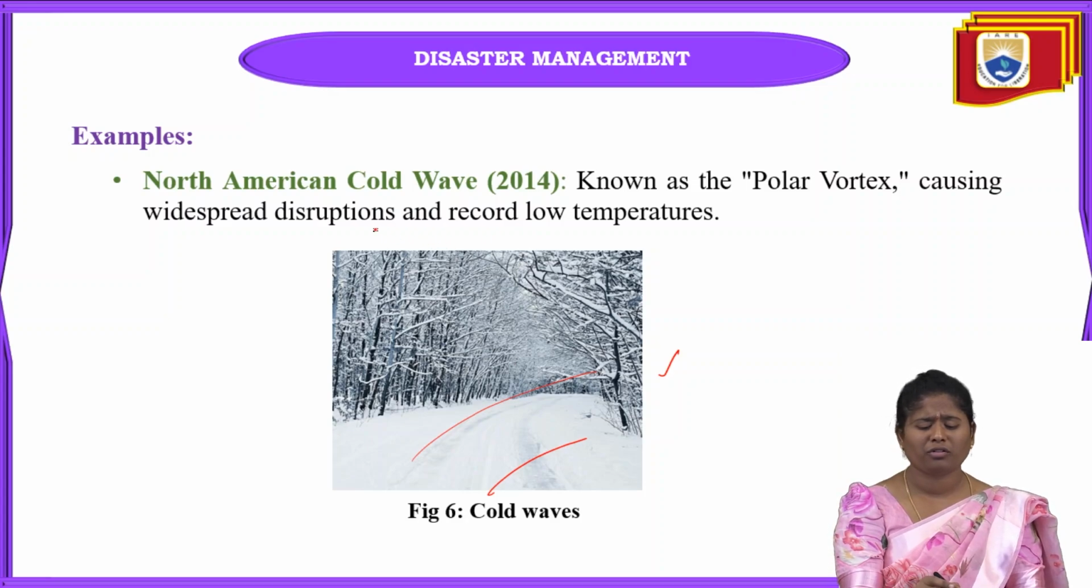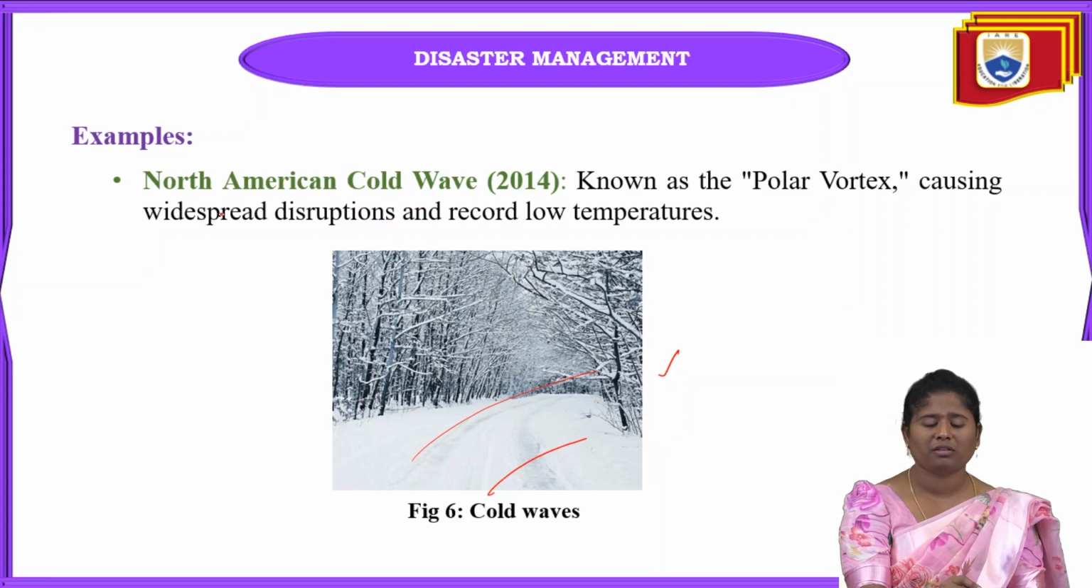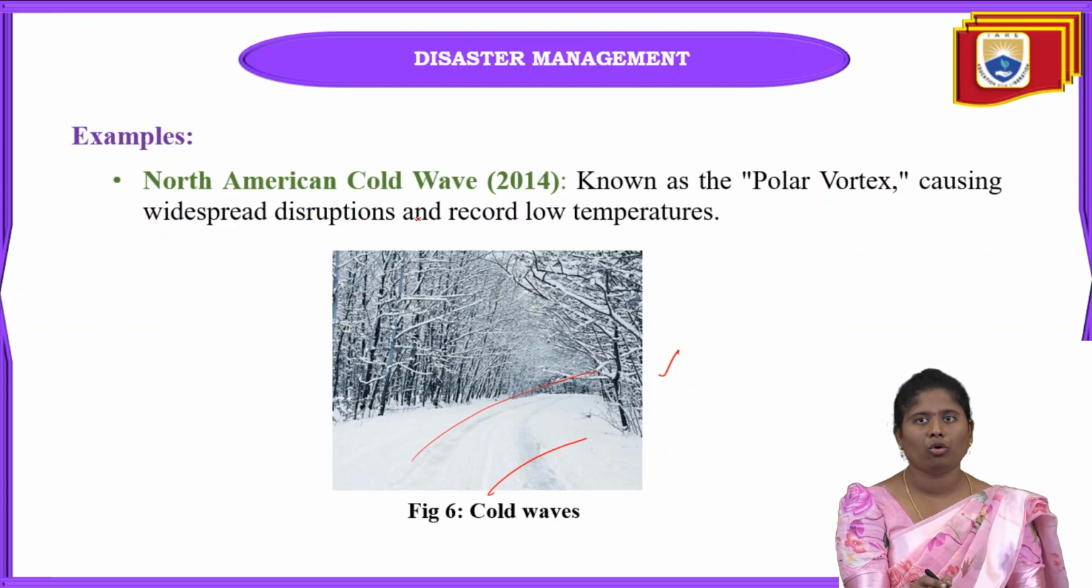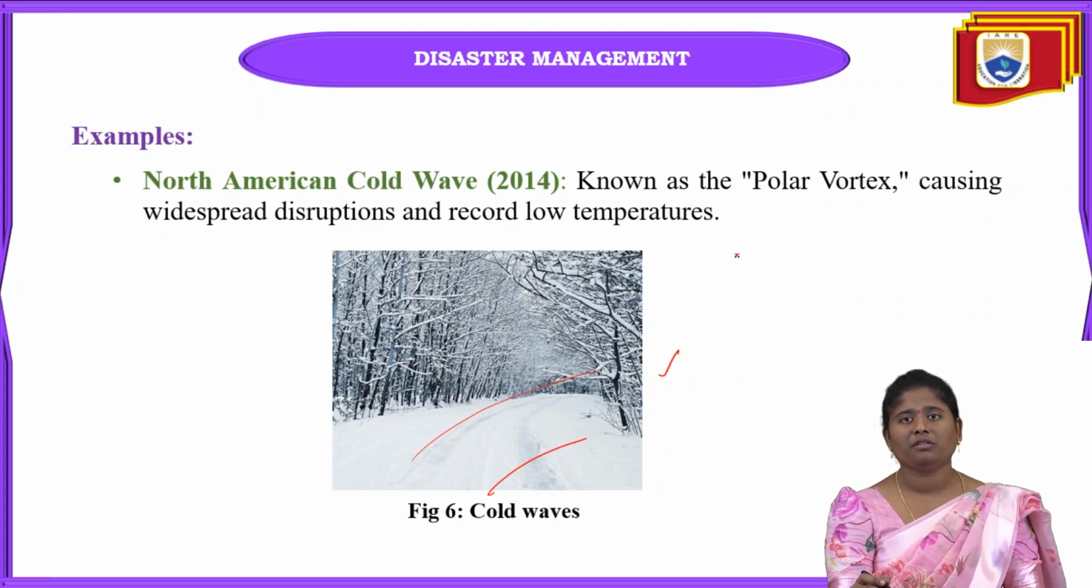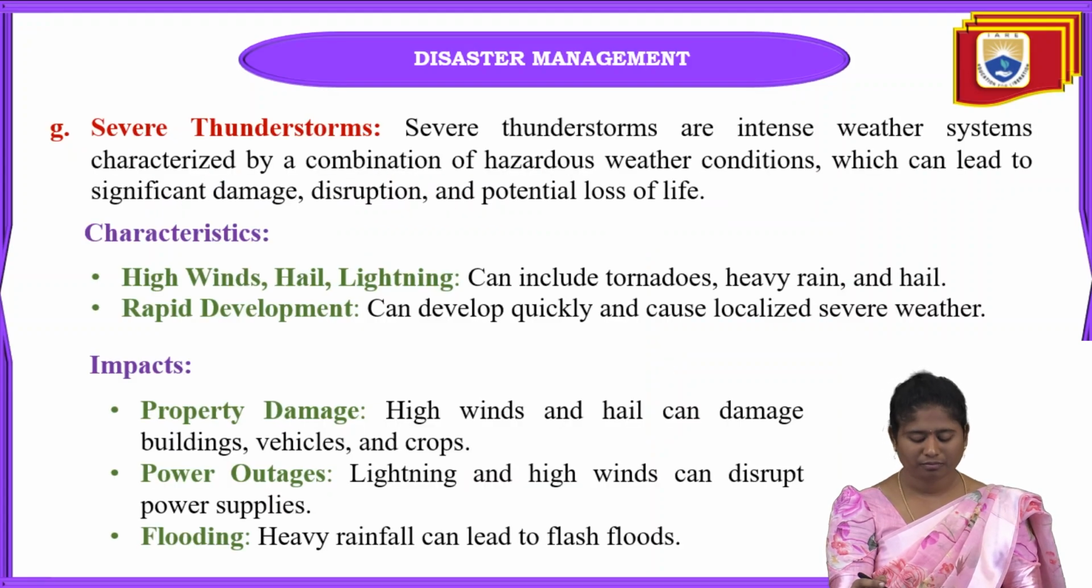Okay. And one example of this cold wave is the North American cold wave. It occurred in 2014. It is also called the polar vortex. It caused disruptions, and they recorded the low temperature at that time also.